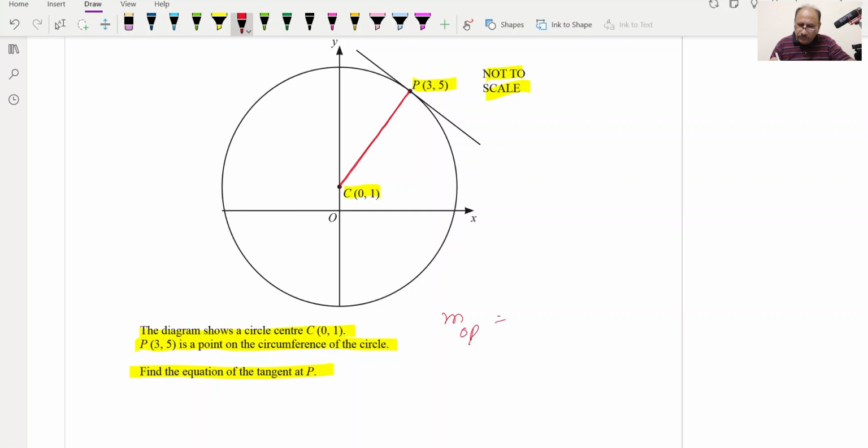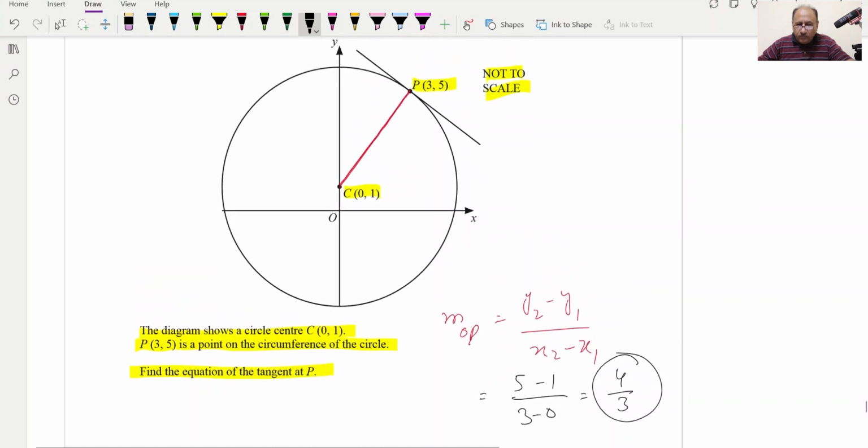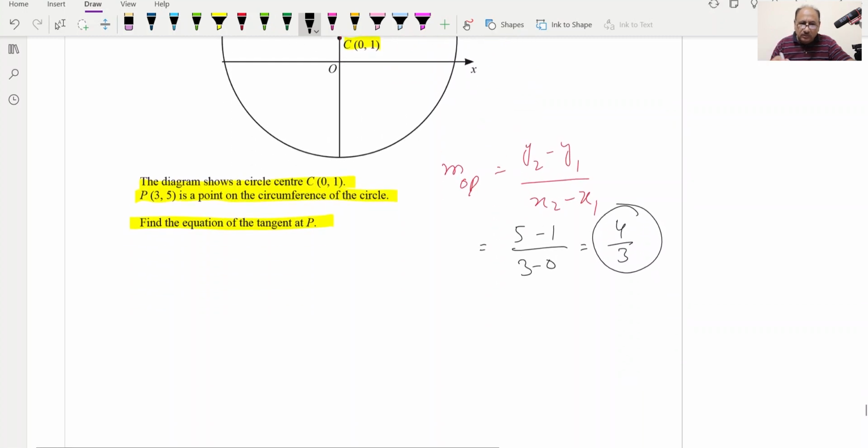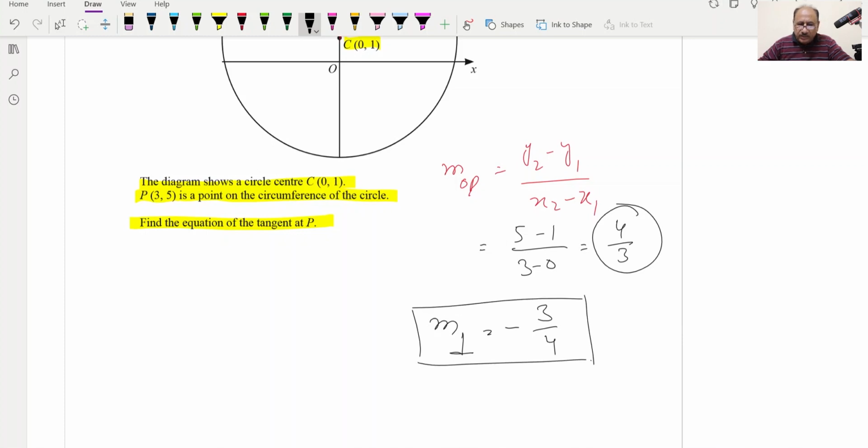So M of OP will be equal to what? M of OP will be equal to y2 minus y1 over x2 minus x1. This will be the formula which we will be using, and this is equal to 5 minus 1 over 3 minus 0, and this is equal to 4 by 3. So 4 by 3 will be gradient of OP line. Now we can write the gradient of the tangent, m of the perpendicular will be equal to reciprocal and change sign. So this will be gradient of the tangent.